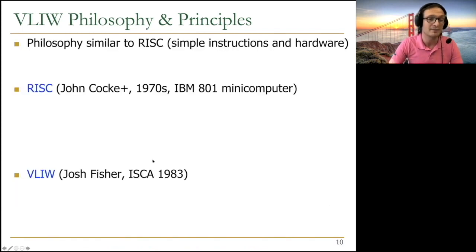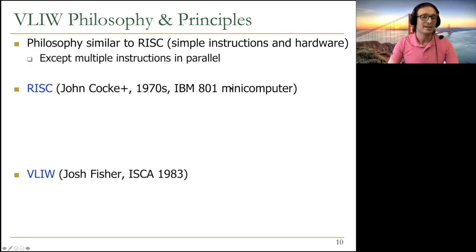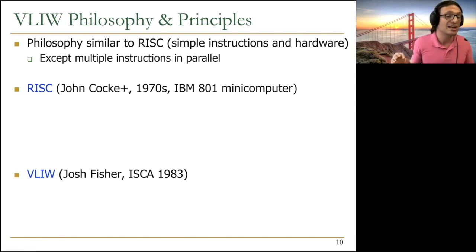But let me talk a little bit more about the philosophy. As I said earlier, the philosophy is similar to RISC. Essentially, we want to have simple instructions and hardware. And RISC and VLIW were developed in the 1970s and 80s. Originally, RISC was introduced at IBM by John Cocke in the 1970s, later picked up by Patterson and Hennessy at Berkeley and Stanford, where they introduced the SPARC and MIPS architectures. But the IBM 801 minicomputer was the first example of a RISC machine. So what does RISC mean? Basically, we want to have simple hardware, and the compiler needs to do the scheduling of code, but we have a single instruction at a time.